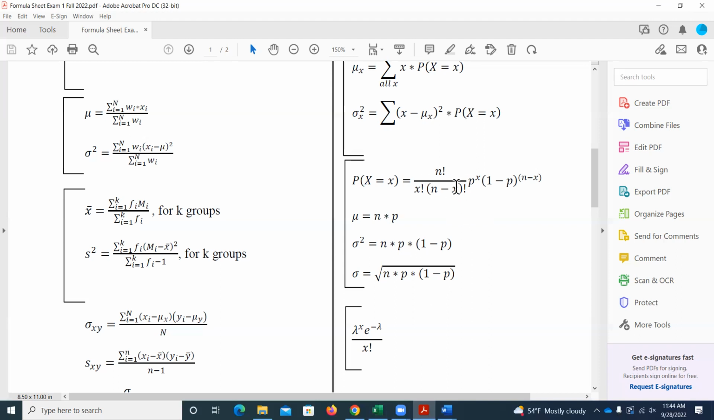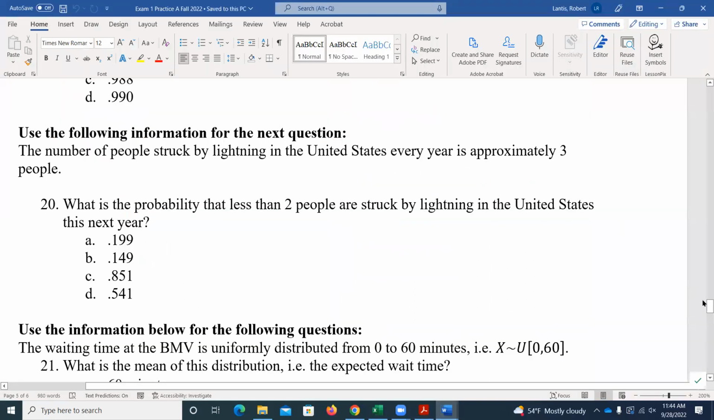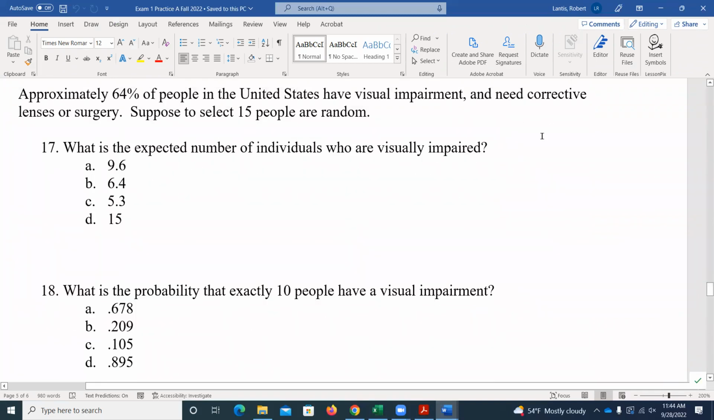So what if instead we use this binomial distribution? I think there's a couple of questions on here. Go to practice exam A. This one has a percent of people that have a visual impairment. If I ask you a question like 17 on the exam, this should be insanely easy, right? So if 64% of people have a visual impairment and I select 15 people at random, what's the expected number of individuals that have a visual impairment?